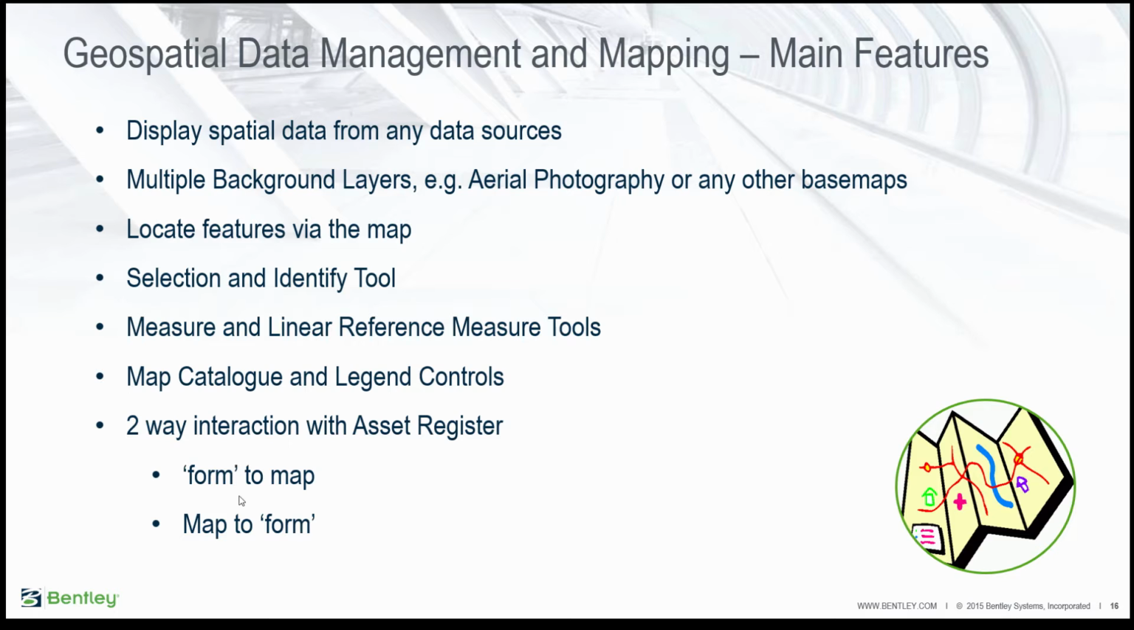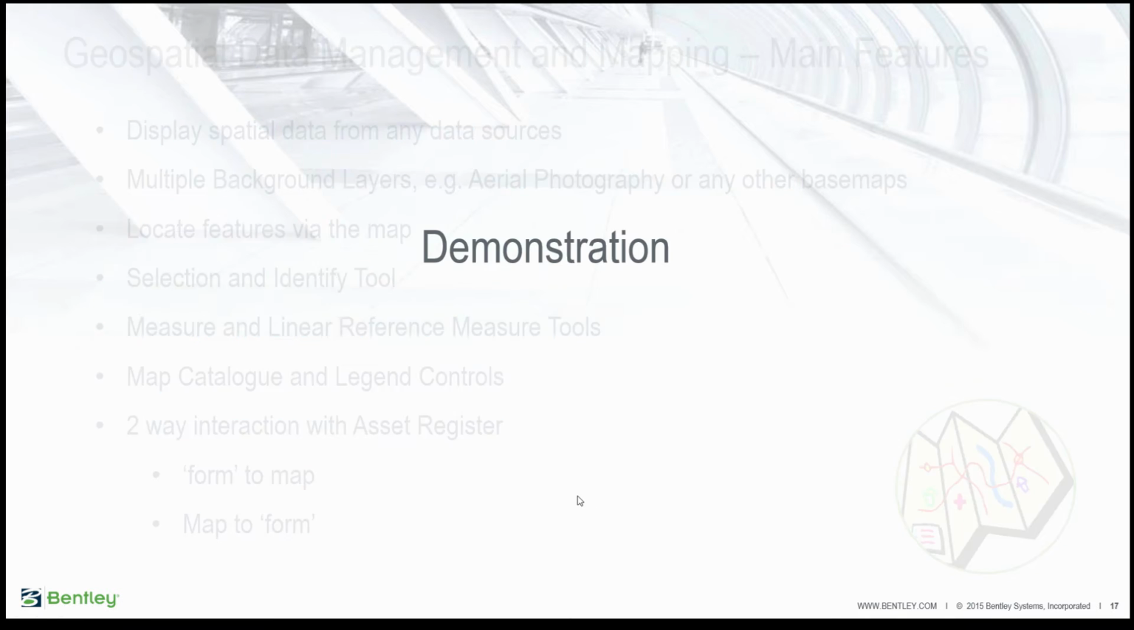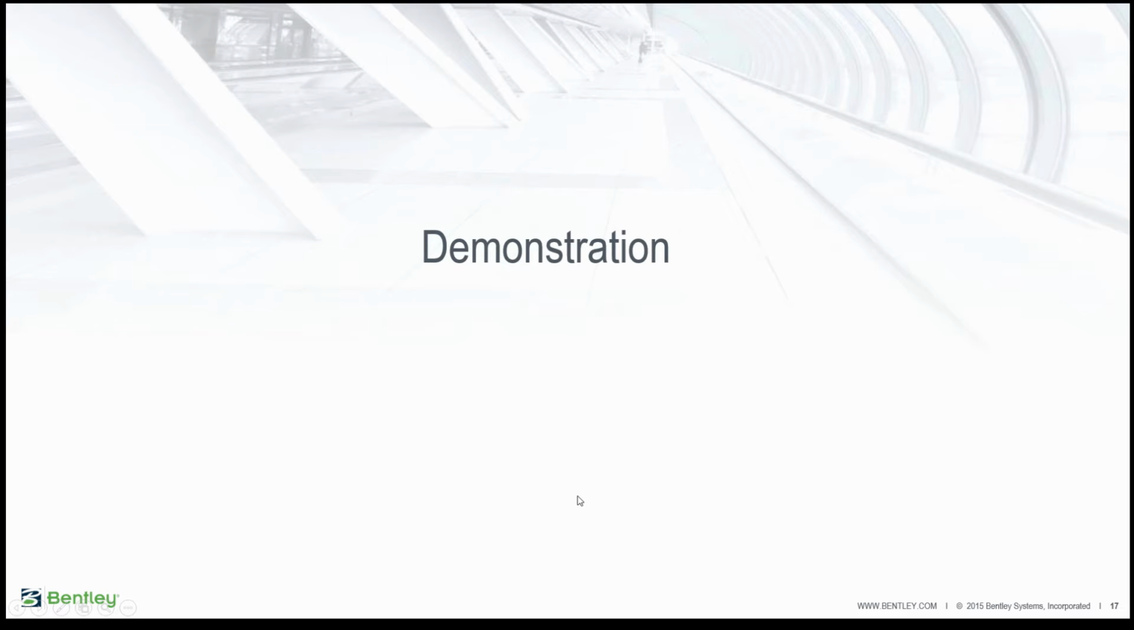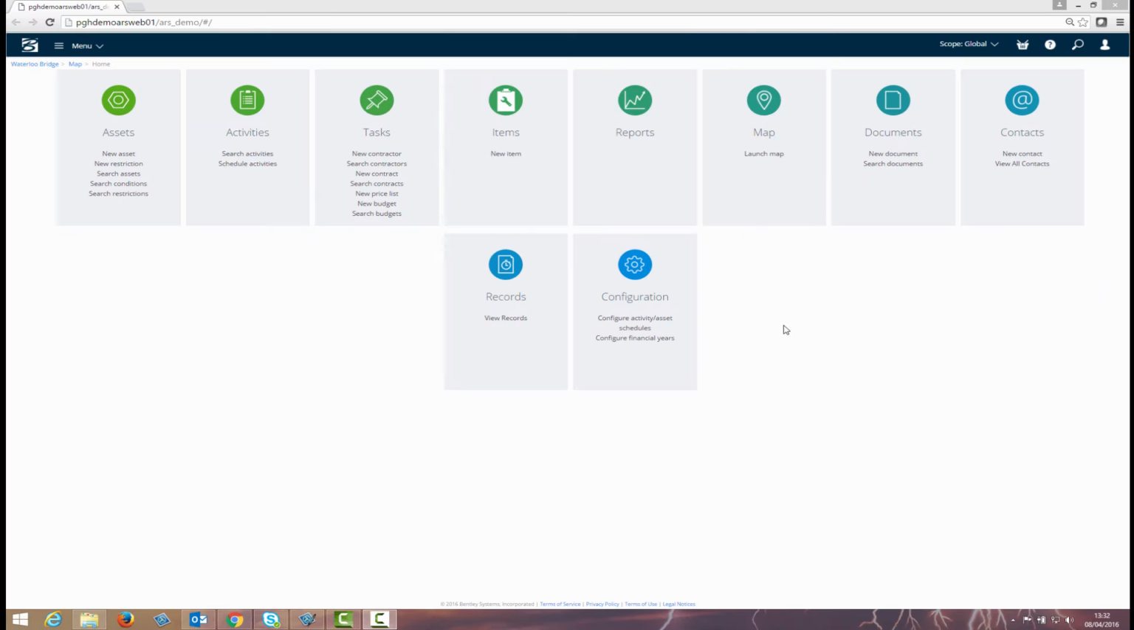There is interaction with the asset register, where the user can navigate to the map from the form when looking at the asset, or vice versa. They can start from the map, select a feature from the map, and go to the appropriate web page to look at the asset details. So let's have a look at the spatial data management and map controls within AssetWise.